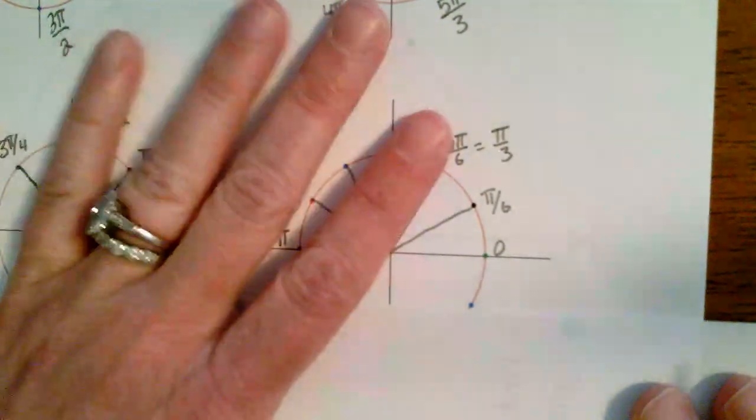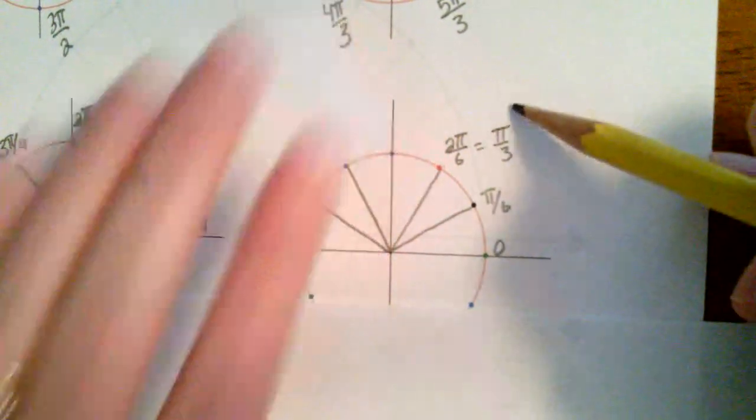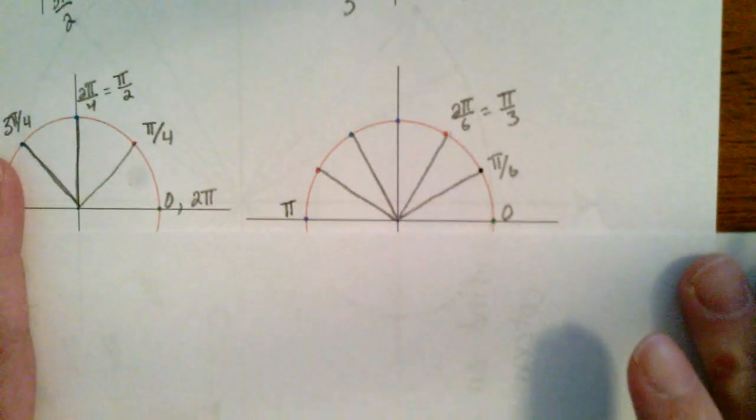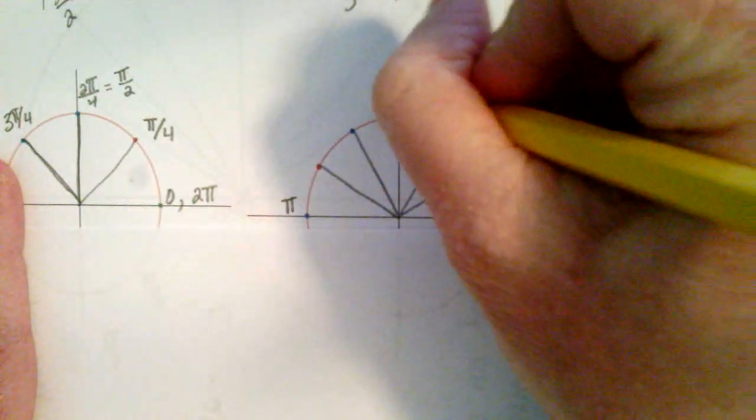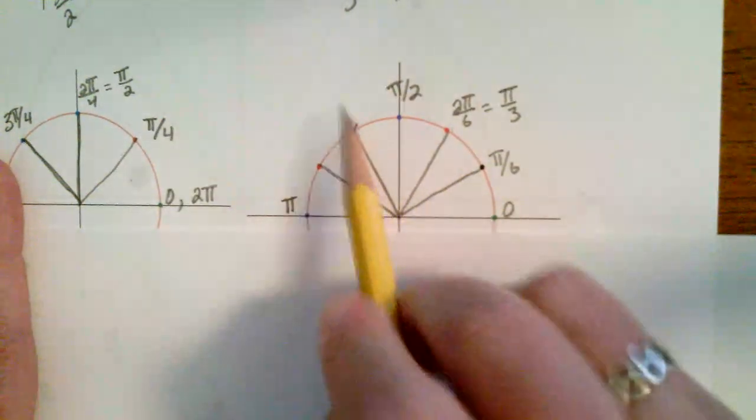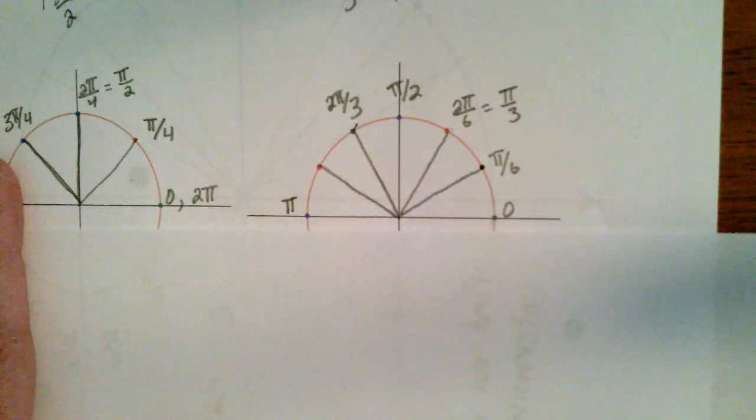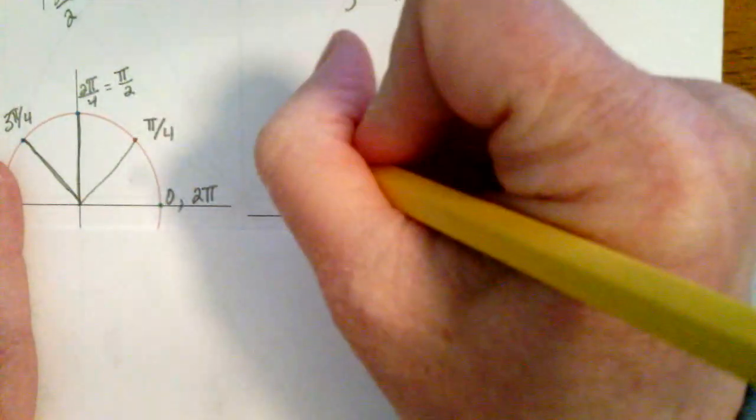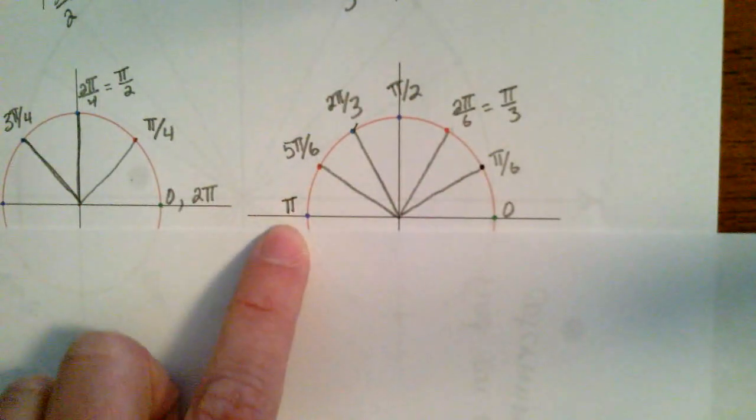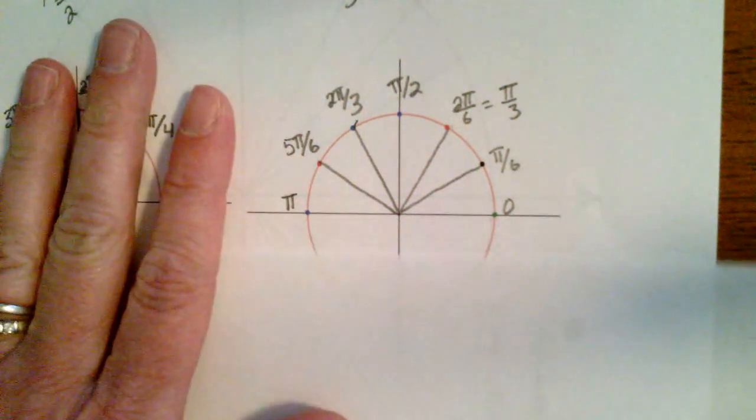Okay, and think about it. 2/6 is equal to 1/3, so that's why we have pi over 3. Okay, I'm not going to do the reducing, but hopefully you can see that this is pi over 2. This is going to be 4 pi over 6, which is 2 pi over 3. This is going to be 5 pi over 6. And this would be 6 pi over 6, which simplifies to pi.